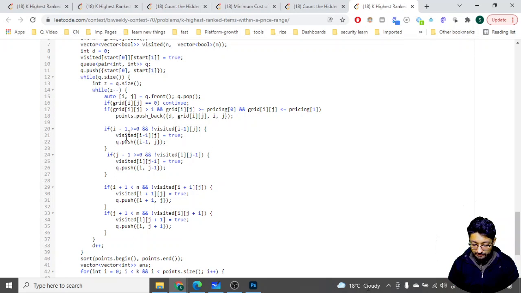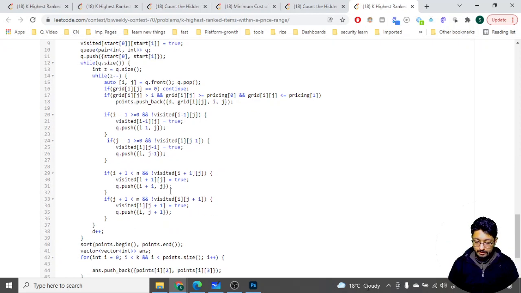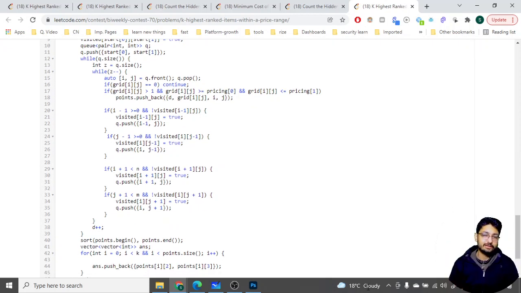If it is not visited, I will first make it visited and push that coordinate into the queue, in all four directions, and then increment the distance by one. That is how we are doing a BFS. In this whole BFS, I will be appending and taking out the elements that are valid to be visited. And whenever I land on a block that is valid to be visited, I'll push the distance that I've already traveled, the grid value, and the I and j, into a point vector.